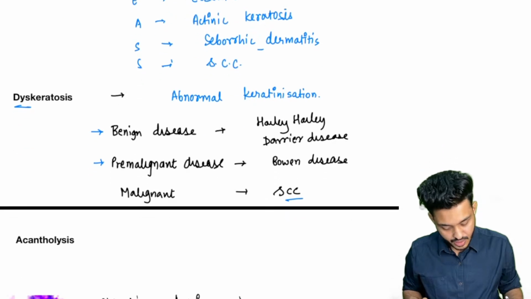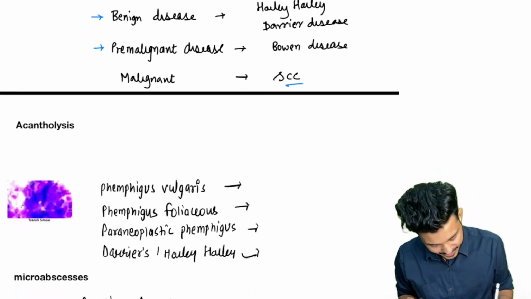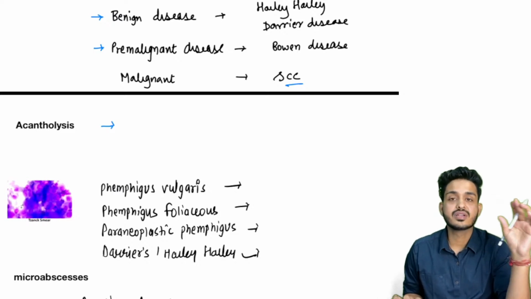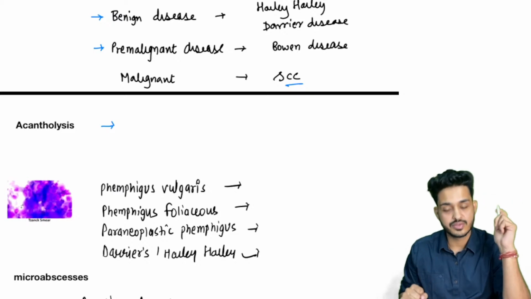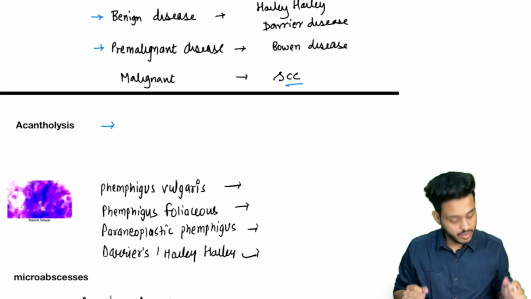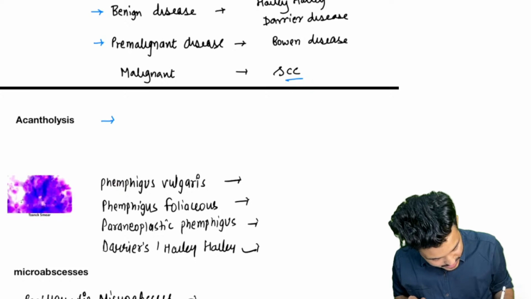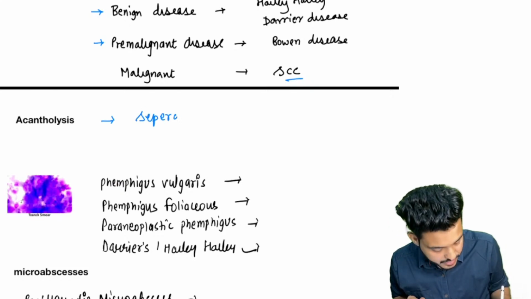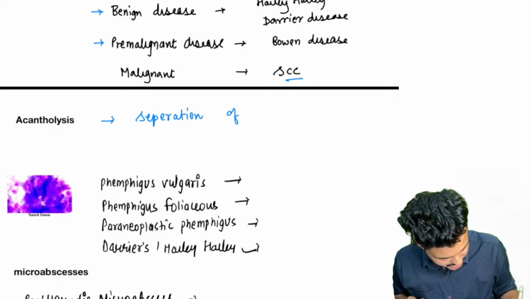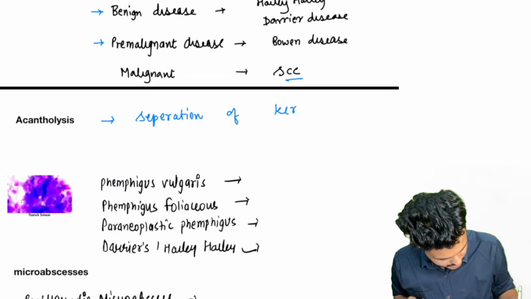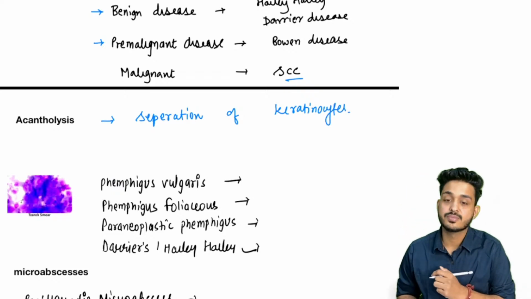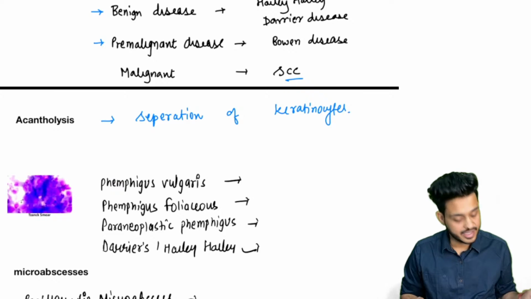What is acantholysis? Acantholysis is nothing but the separation of keratinocytes. जब keratinocytes separate हो जाएंगे, then we call it acantholytic cells. So write down, separation of keratinocytes.